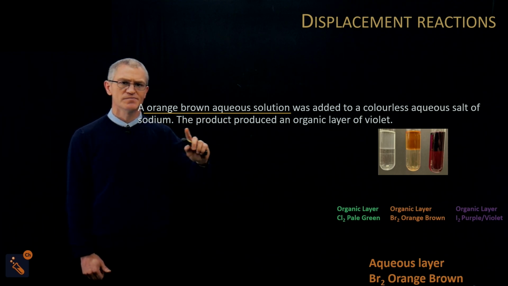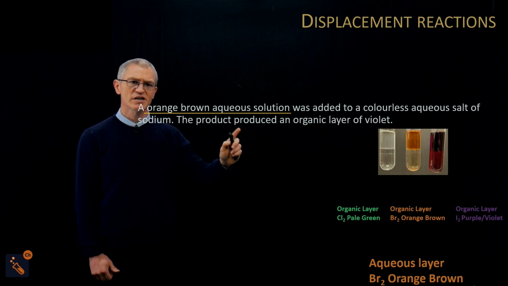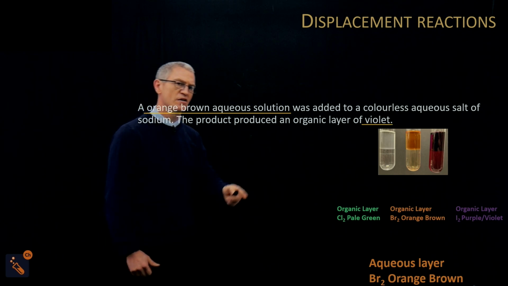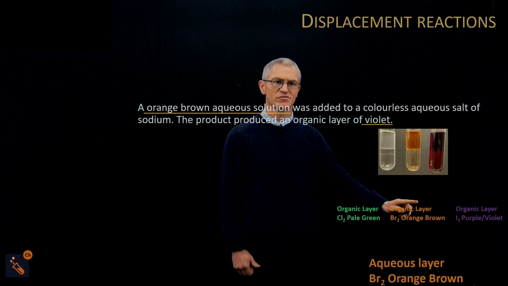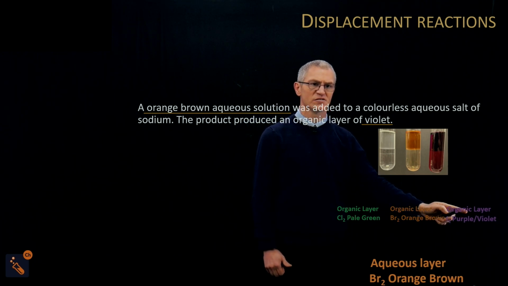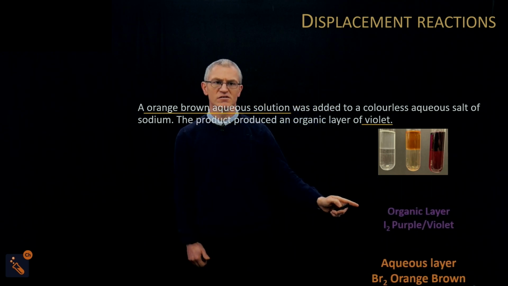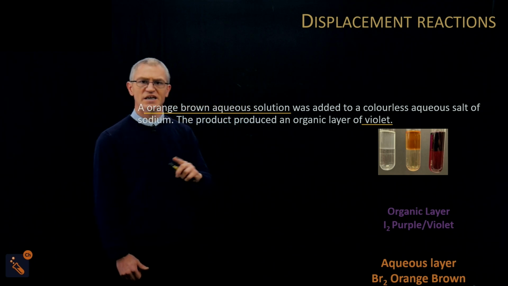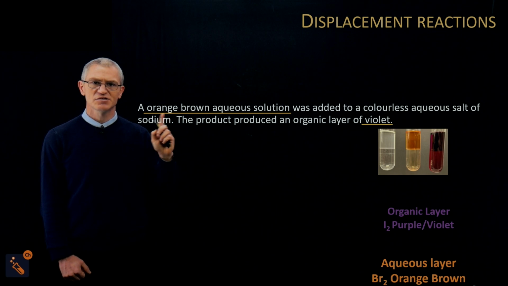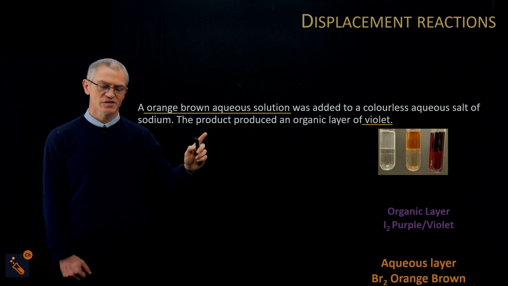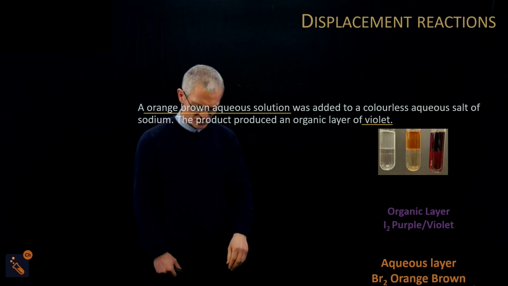Now, the product produced an organic layer of violet. So we go across again, look, and we say, right, okay, the organic layer that's produced is going to be violet. Well, that means it must be iodine. So what we're saying is we've taken bromine, added it to a sodium salt. We don't know what the sodium salt is. And it produced an organic layer of violet.